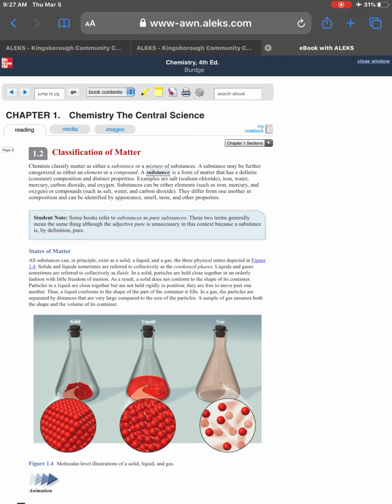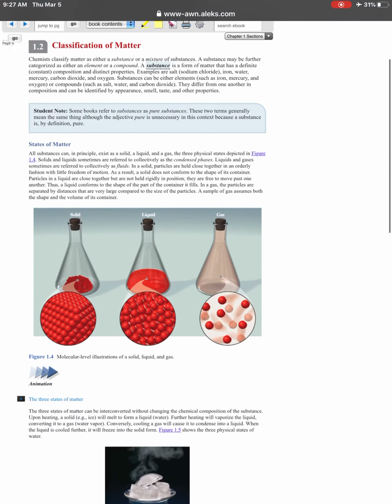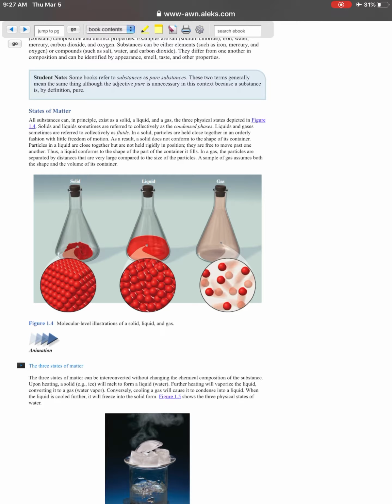Okay? Now, there are 3 generally accepted states of matter that we discuss in chemistry. First one is called a solid. So figure 1.4 shows you molecular illustrations of solid on the left. In the middle we have liquids, and then on the right we have gases. Those flasks there are referred to as Erlenmeyer flasks, and we use those in chemistry.